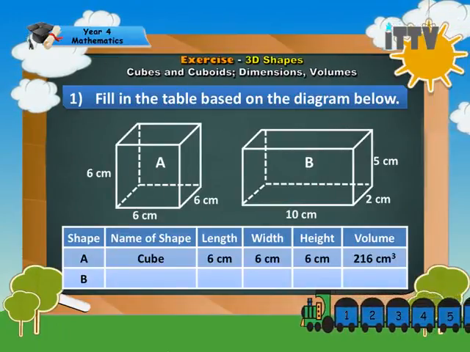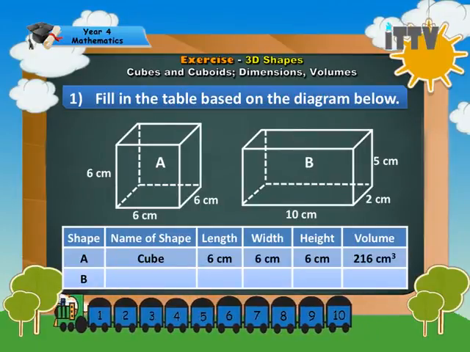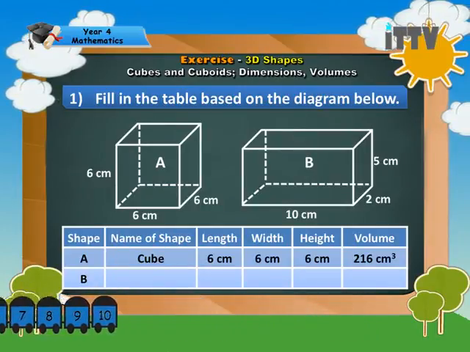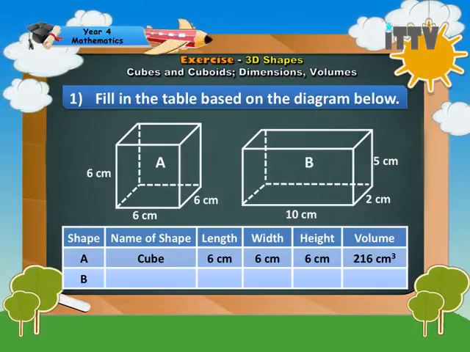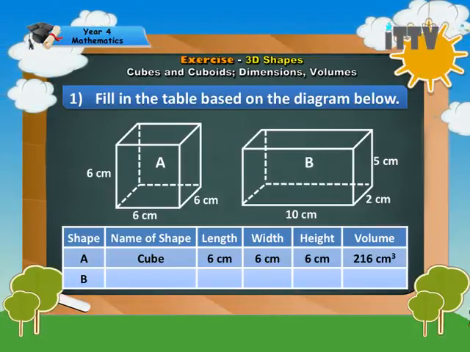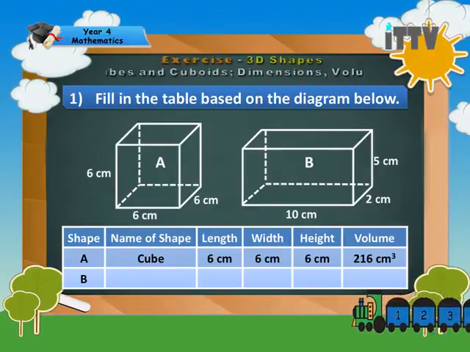For shape A, name of the shape, it's cube. The length and height are the same, 6 centimeters. So for the volume, we have 216 cubic centimeters.